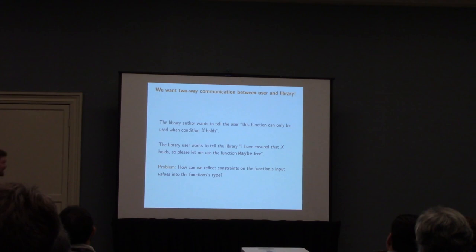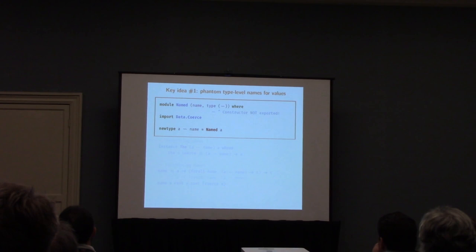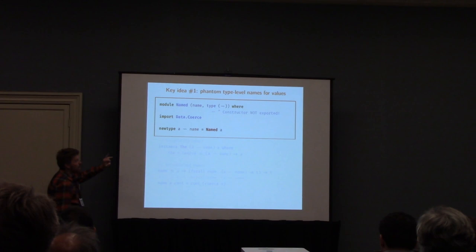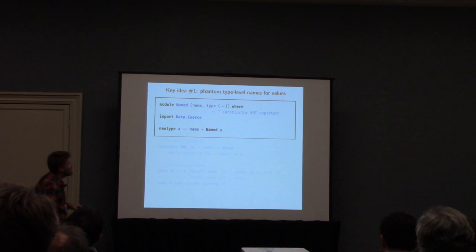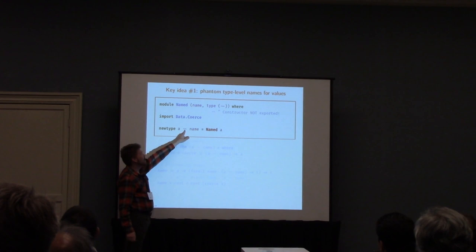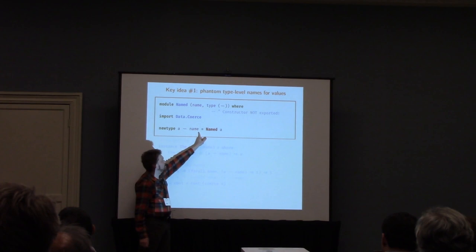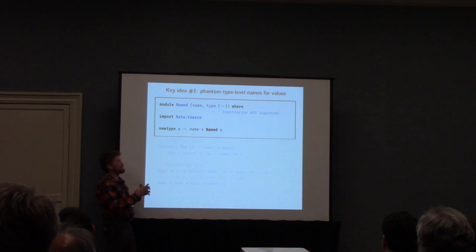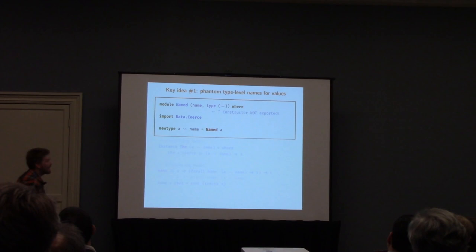So here's key idea number one. And if you want to take exactly one idea from this talk, this is probably the most interesting one. The idea is that you can use phantom types and newtype wrappers to put phantom names on values. And those names live at the type level. So here I'm using a lot of type operators in this talk. I've got a newtype of a where I've attached a type-level name to it. And this is a phantom type parameter, but it doesn't appear on the right-hand side at all. And this is a newtype wrapper. So the runtime representation of this thing is just an a. There's nothing at runtime that makes this different than an a. So this name only lives at compile time.